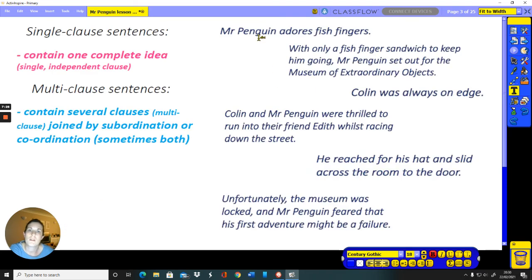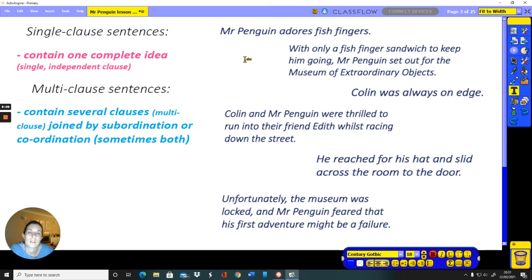So, what we're going to do now is look at these sentences. We're just going to work through each set of sentences, and we're going to decide whether it's a single clause, it stands alone on its own, it's completely its own idea, or a multi-clause. In other words, one or more clauses. So several ideas put together, usually with those conjunctions. So the first one at the top, there's no need to do any writing down of this one, we're just going to work through it. I'm going to ask you whether you think Mr. Penguin adores fish fingers is a single clause or a multi-clause.